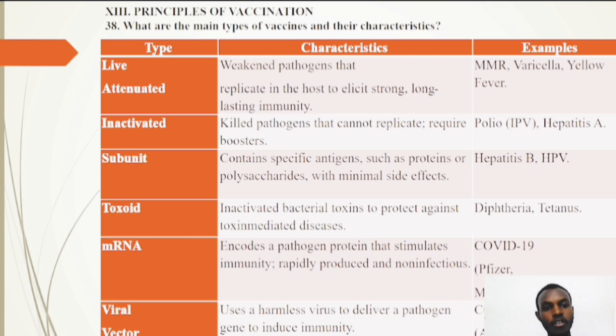Viral vector vaccines use harmless viruses to deliver pathogen material to induce immunity. Examples of viral vector vaccines are the COVID-19 vaccines AstraZeneca and even J&J. For conjugate vaccines, a polysaccharide is linked to a protein to improve the activation of the vaccine, or to enhance the vaccine's ability to work. Examples are HIV and even AstraZeneca as a COVID-19 vaccine.